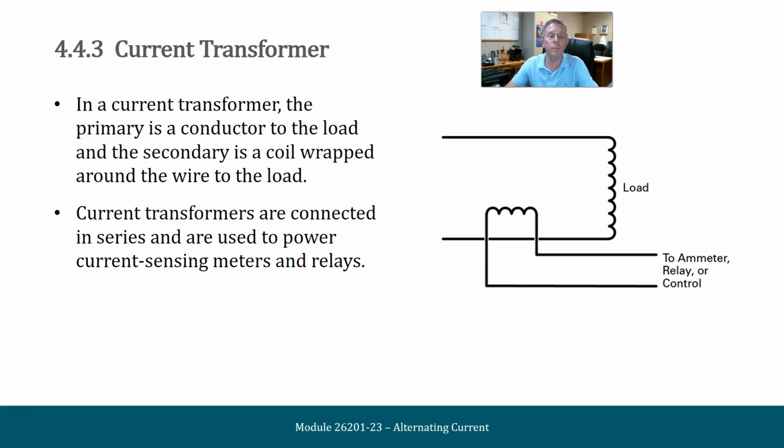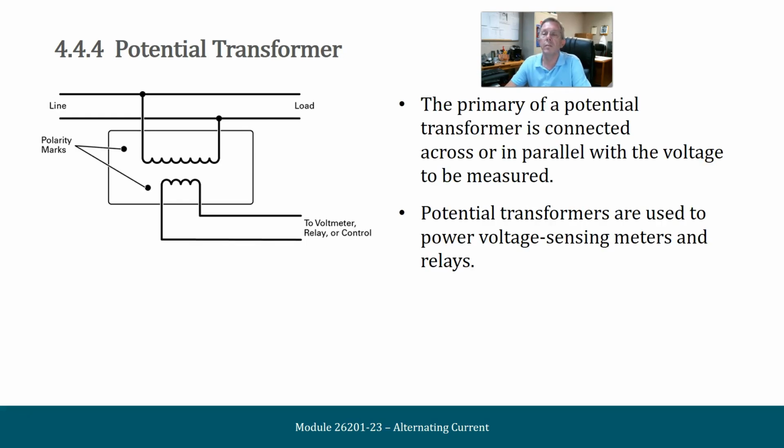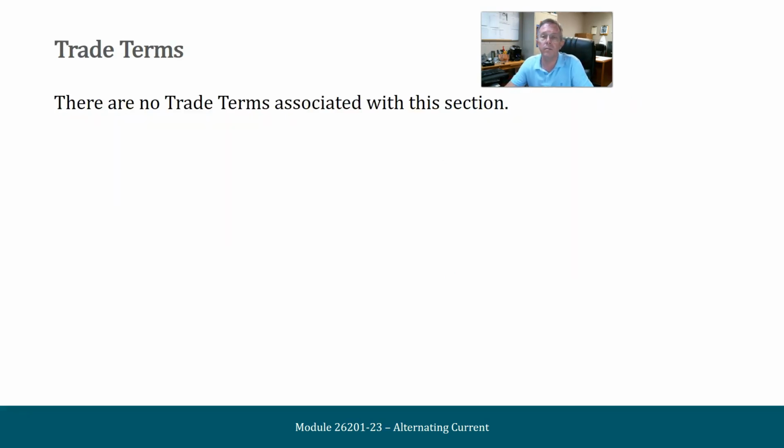In current transformers, the primary conductor is the conductor to the load, and the secondary conductor is the coil wrapped around the wire to the load. Current transformers are connected in series and used to power current sensing meters and relays. The primary of a potential transformer is connected across, or in parallel, where the voltage should be measured. Potential transformers are used to power voltage sensing meters and relays.